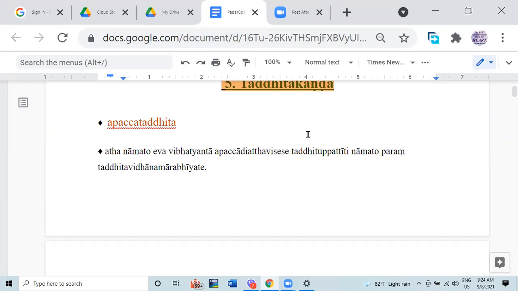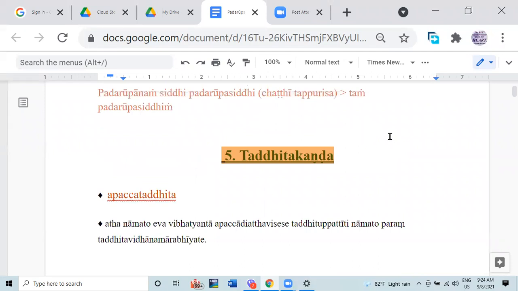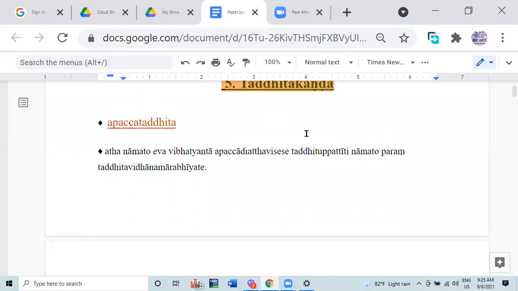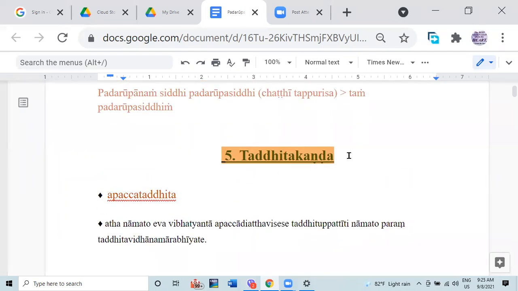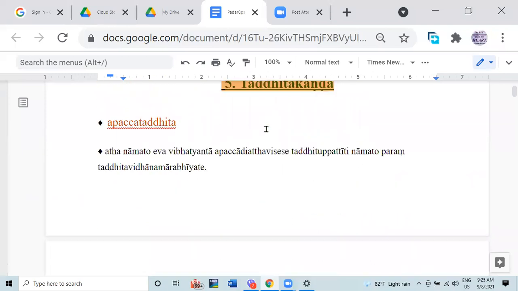Okay, let's go to Taddhitakaṇḍa. What is Taddhita? The answer is given in the following paragraphs, following sentences. Taddhitakaṇḍa, the Taddhita chapter. I think the ancient writers mostly do not give contents. If we have contents, you will be able to overview the whole Taddhita chapter.